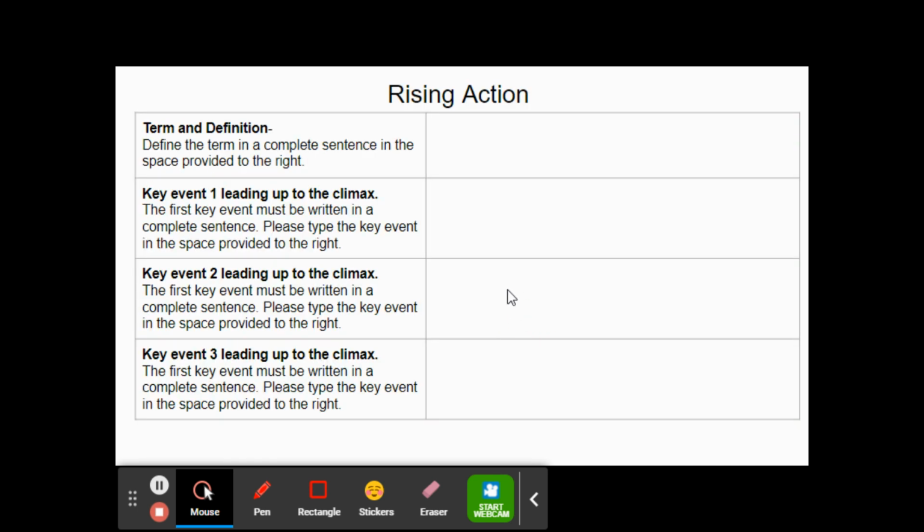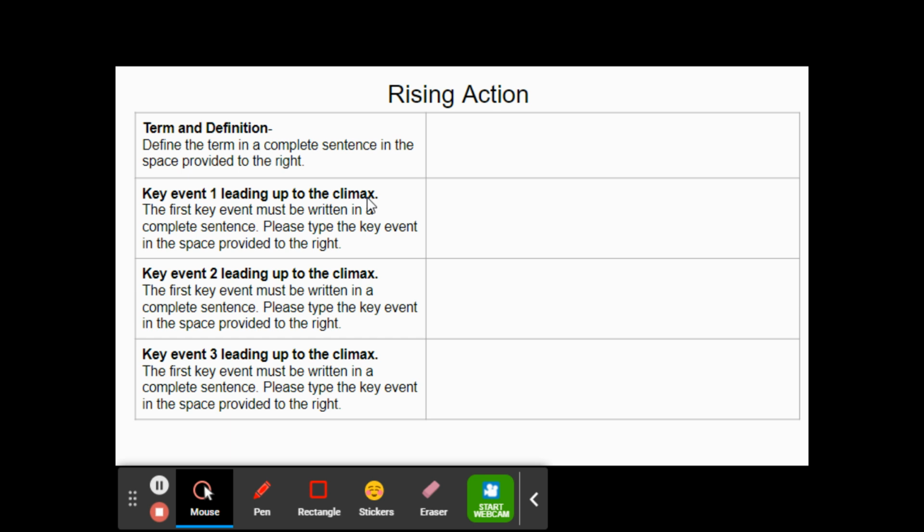Rising action. I see some of you are not on the screen that I am on, so you're not listening to the directions that I'm giving. You're not working on the presentation right now. You're listening and going through the slides and going over the directions. Rising action. It says term and definition.